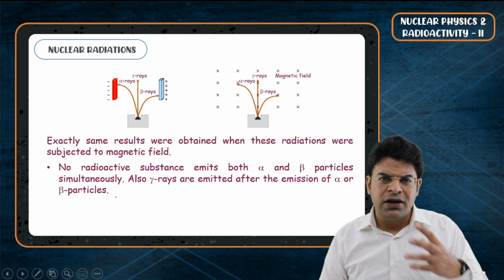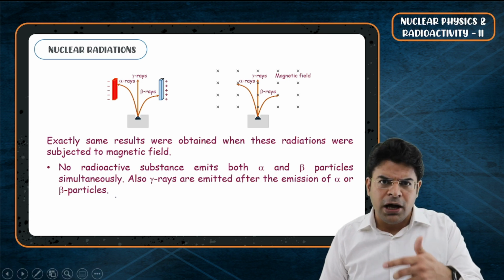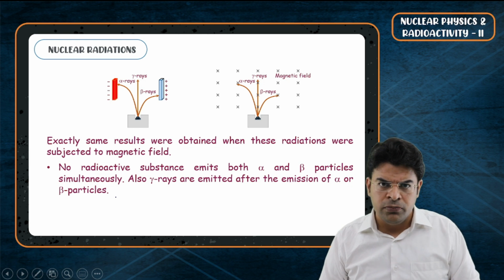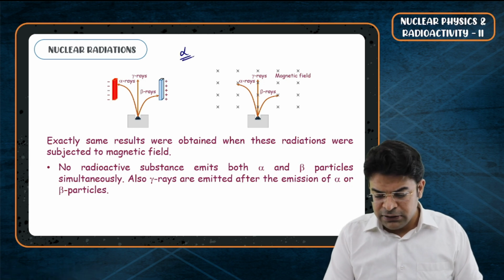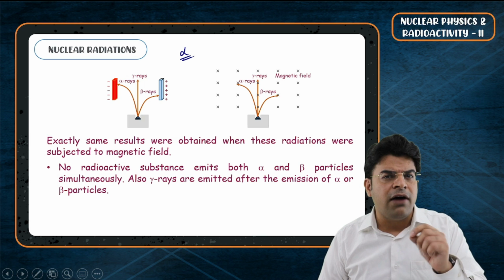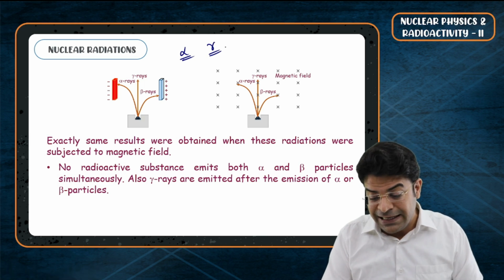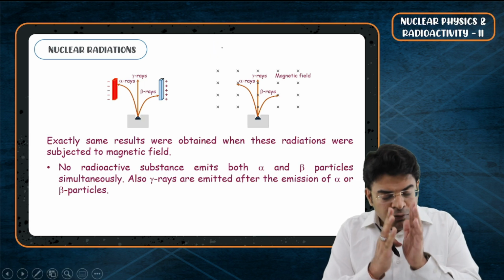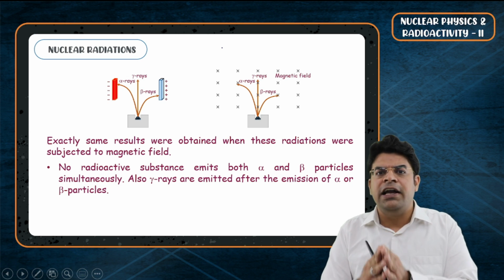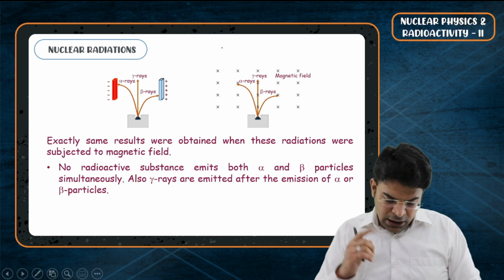So sir, you are saying that alpha and gamma are not emitted simultaneously. No. If an alpha particle is emitted by the nucleus, after some time the gamma radiation is emitted. Why? For sure, I will explain when I deal with them individually. Second point.